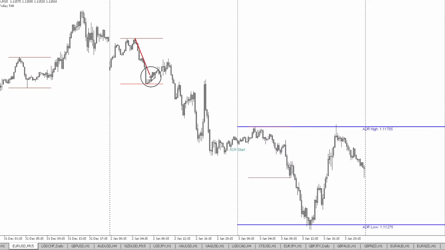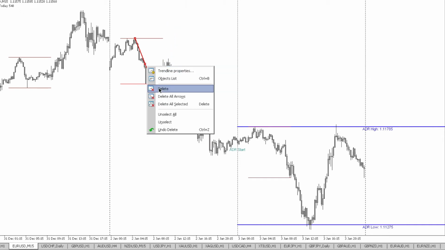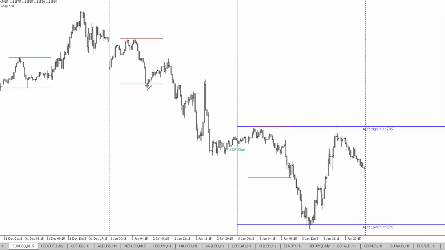So I'm looking for price in a bearish market. I'm looking for price to either come back up here to take out the Asia session high and then see that crash down, or I'm looking for price to do what it did here, to just retest the low and then continue down.